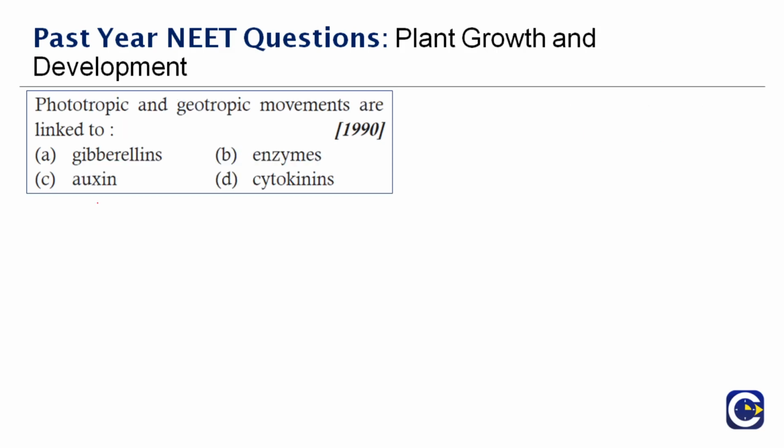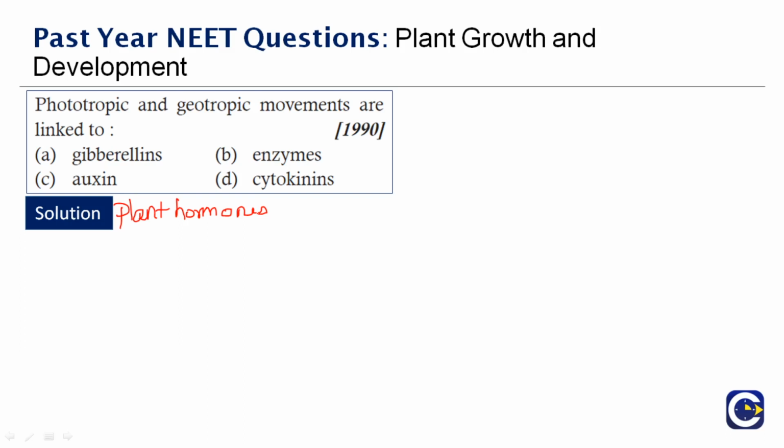Okay, next question here. Phototropic and geotropic movements are linked to dash. So you have four options here: gibberellins, enzymes, cytokinins, auxins. Before we go into the answer, first we will discuss what auxin is. I'll give you a brief introduction. Auxins are a set of plant hormones with some morphogen-like structures. Auxins play a cardinal role in coordination of many growth and behavioral processes in plant life cycles, and they are essential for plant body development.